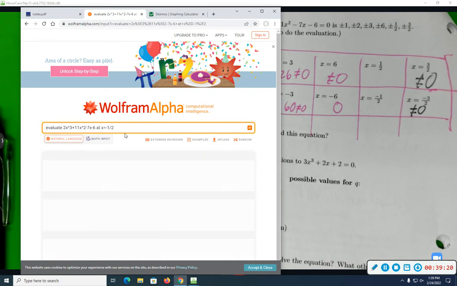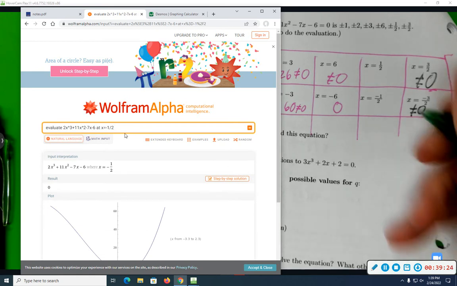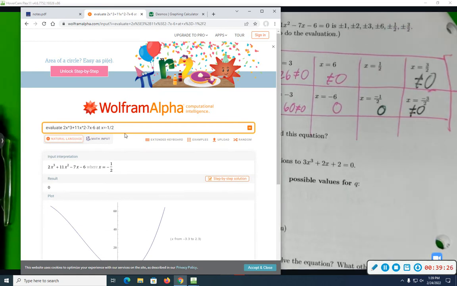Negative 1 half. Negative 1 half appears to be a solution. Do I even need to plug in a half at this point? Yeah, 1 half couldn't possibly be a solution because how many solutions are there allowed to be? 3. How many have we found? So we're done.